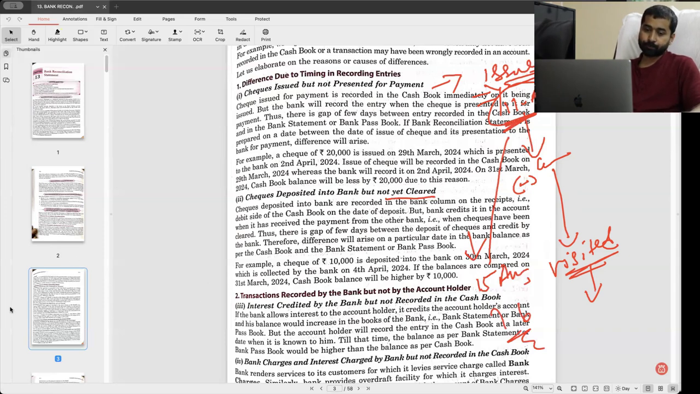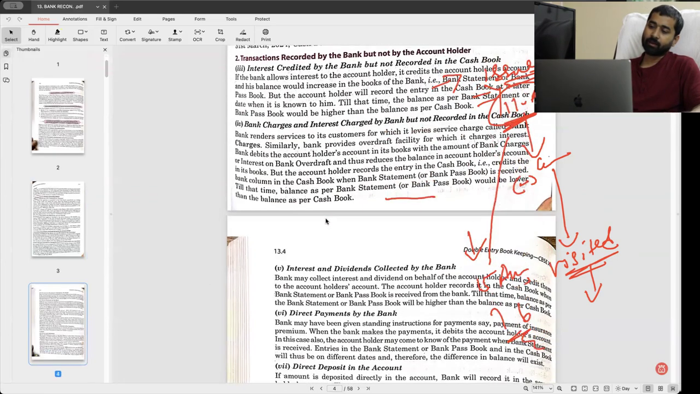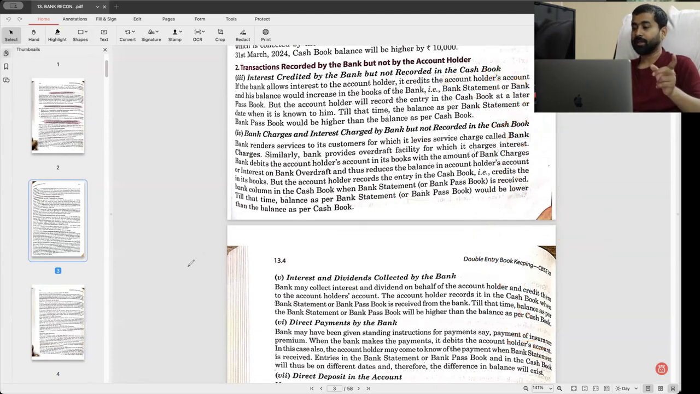Point number 2, transaction recorded by the bank but not by the account holder. Before, in point number 1, we saw transactions done by the company or account holder but not by the bank. That is also one point. Another point is transactions done by the bank but not by the account holder. For that reason also, discrepancies or differences can be found.